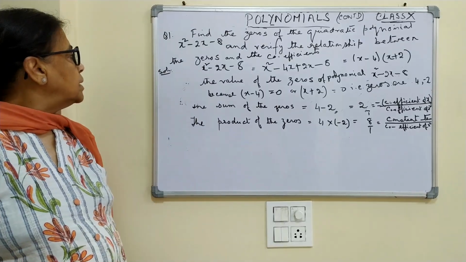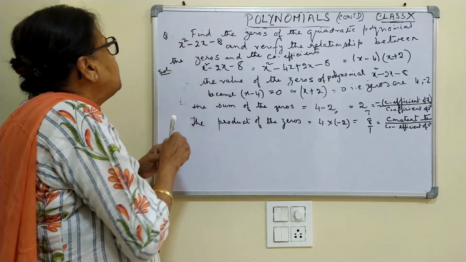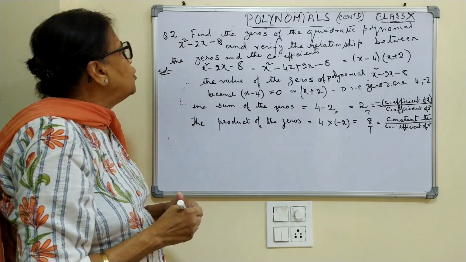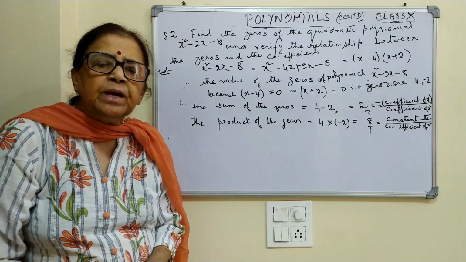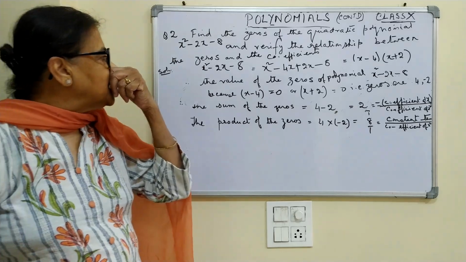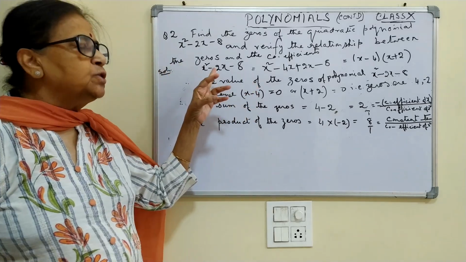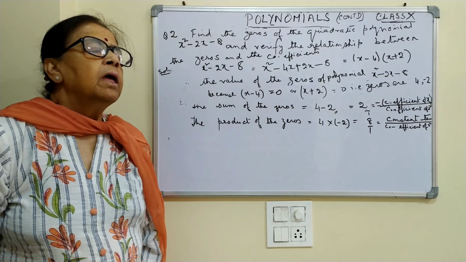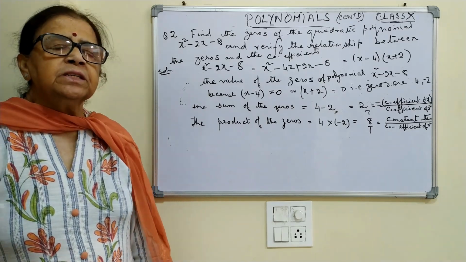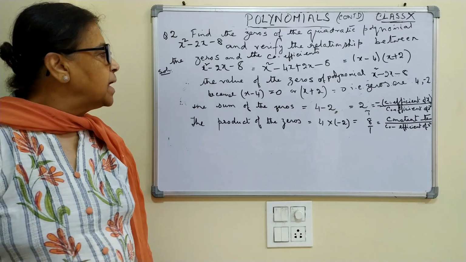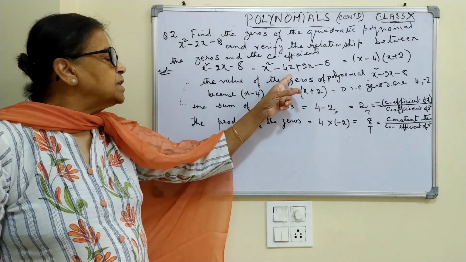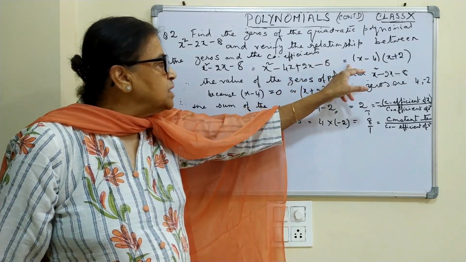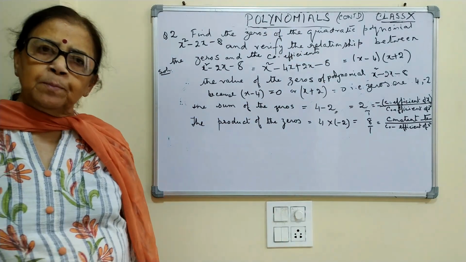Second example. Find the zeros of the quadratic polynomial x square minus 2x minus 8 and verify the relationship between the zeros and the coefficients. Now here, x square minus 2x minus 8, we can split the middle term: x square minus 4x plus 2x minus 8, since 4 twos are 8. This factorizes into x minus 4 and x plus 2.